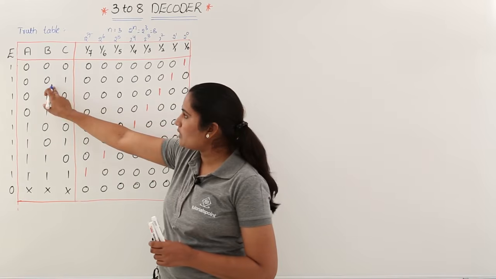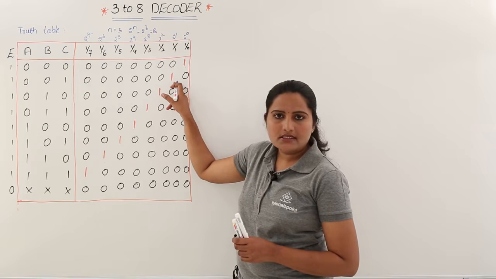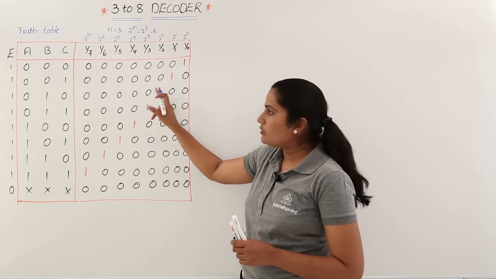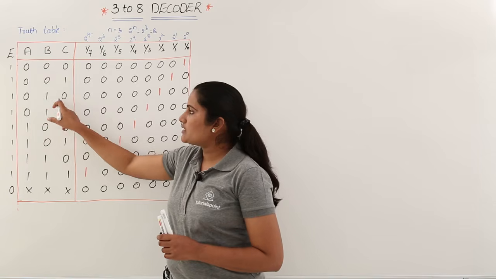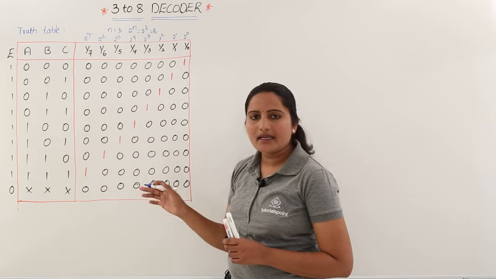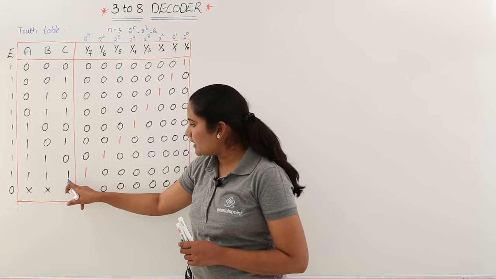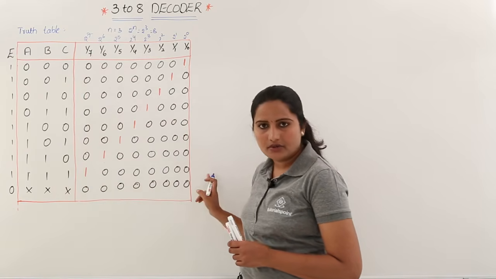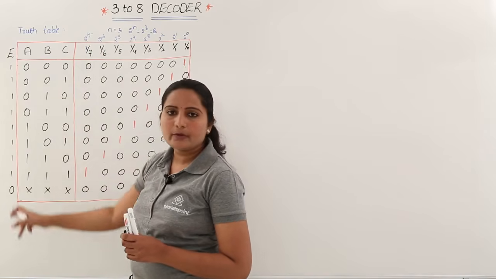When n is equal to 1, or input is equal to 1, you need to enable the place at 2 power 1. This place you need to enable, and the remaining places you need to disable. So when 0 1 0 is there, you need to write 1 here. Like this you need to enable the corresponding 2 powers. For example, if the value is 7, you need to enable the 2 power 7 place and disable the remaining places. Apart from this, you need to look at the enable input for a decoder.